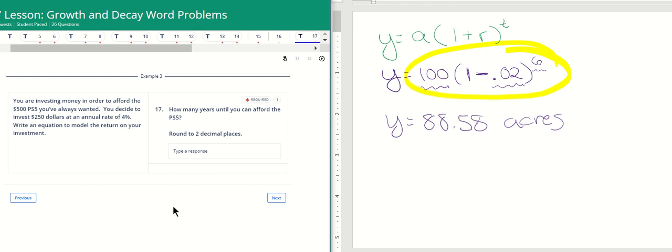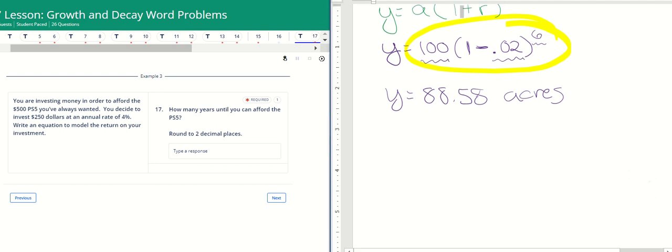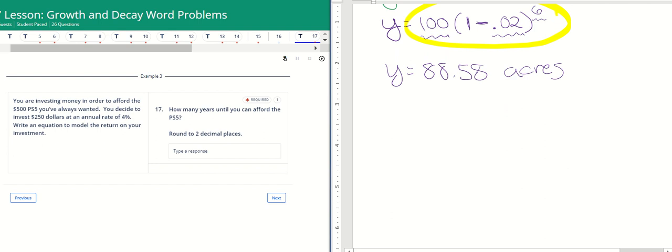Okay. You are investing money in order to afford the $500 PS5 you've always wanted. You decide to invest $250 at an annual rate of 4%. Write an equation to model the return on your investment. How many years until you can afford the PlayStation 5?